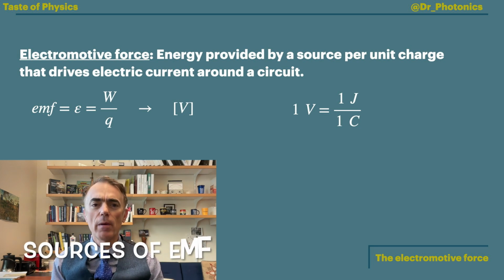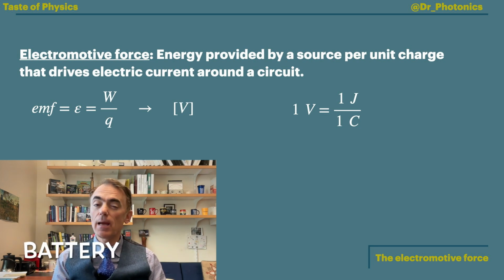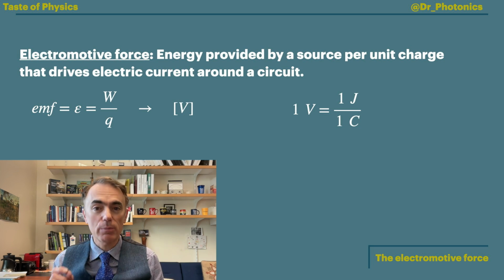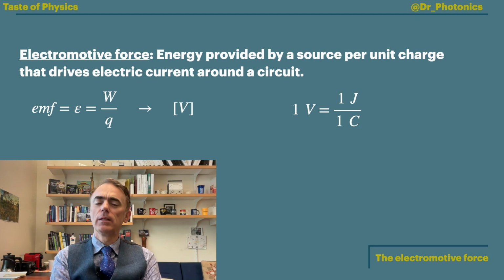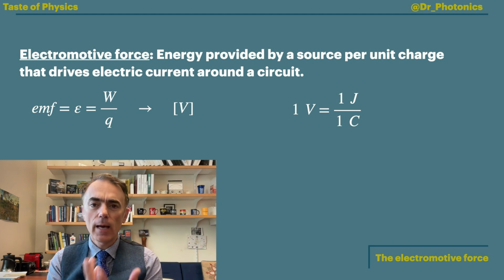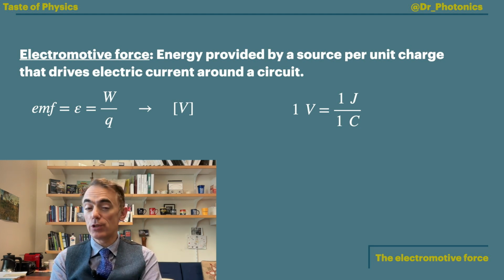A common source of EMF is a battery. Inside a battery, chemical reactions create a potential difference between the terminals, causing electrons to flow when the circuit is completed, or closed. The chemical energy is converted into electrical energy.